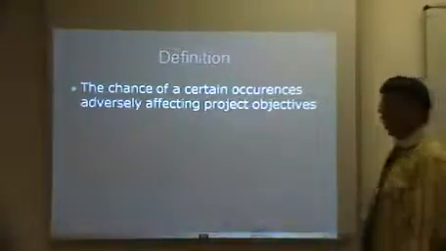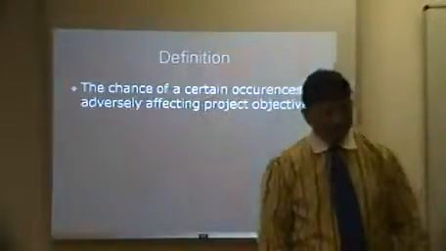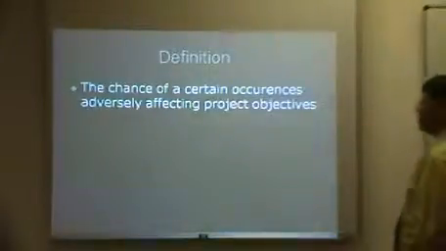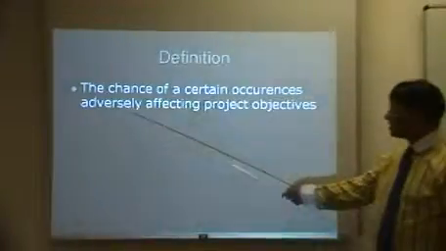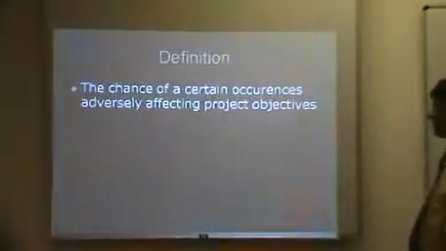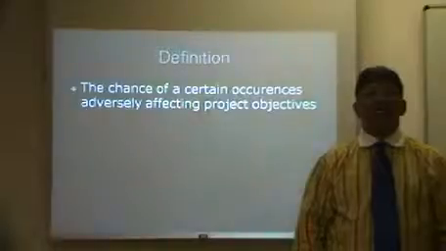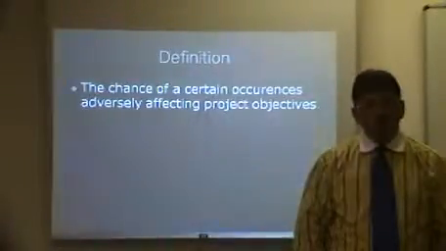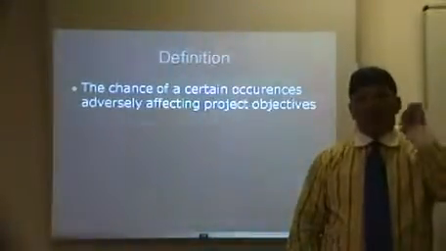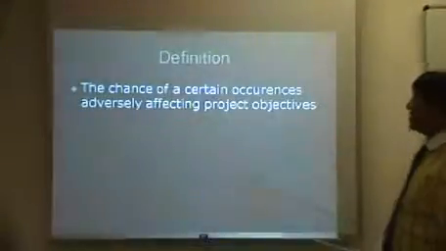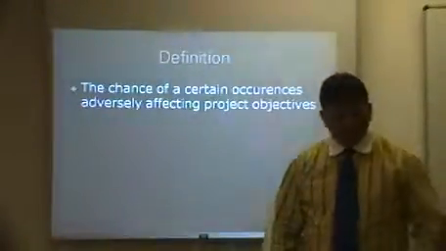Definition. Now, there are many definitions of risk management and many people come with different versions of it. But according to PMI, risk is the chance of a certain occurrence adversely affecting project objectives. And remember, in our earlier lectures, we said there are 4 pillars of project management, which is the core objectives: time, cost, quality, and scope. And anything that affects those project objectives can be seen as a risk.